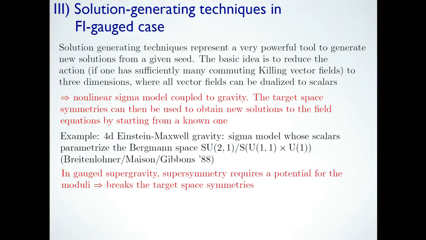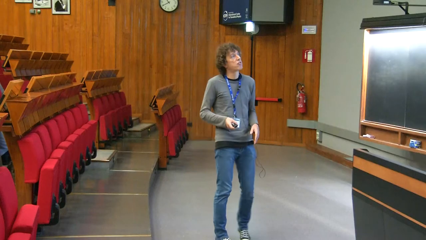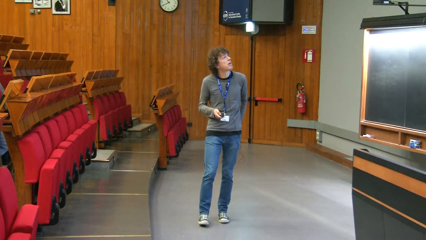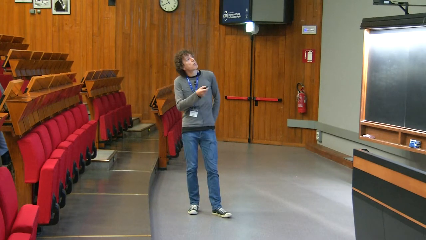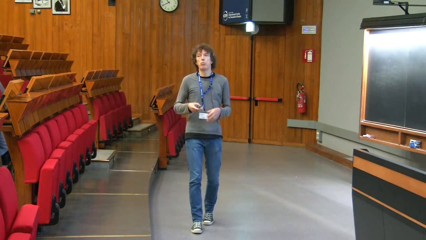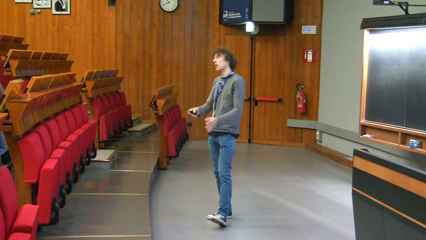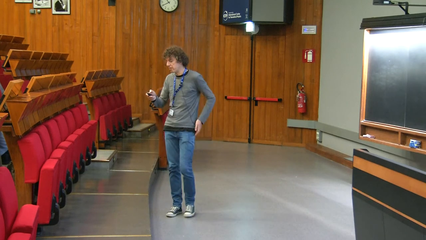And well, you can try to do something similar in gauged supergravity, but in gauged supergravity, supersymmetry requires a potential for the moduli, for the scalar fields. So this generically breaks the target space symmetries, unless you consider flat gaugings, where you have no potential. So typically you have a potential and this breaks the target space symmetries, because then in three dimensions what you get is gravity coupled to a nonlinear sigma model plus a potential for the sigma model fields.